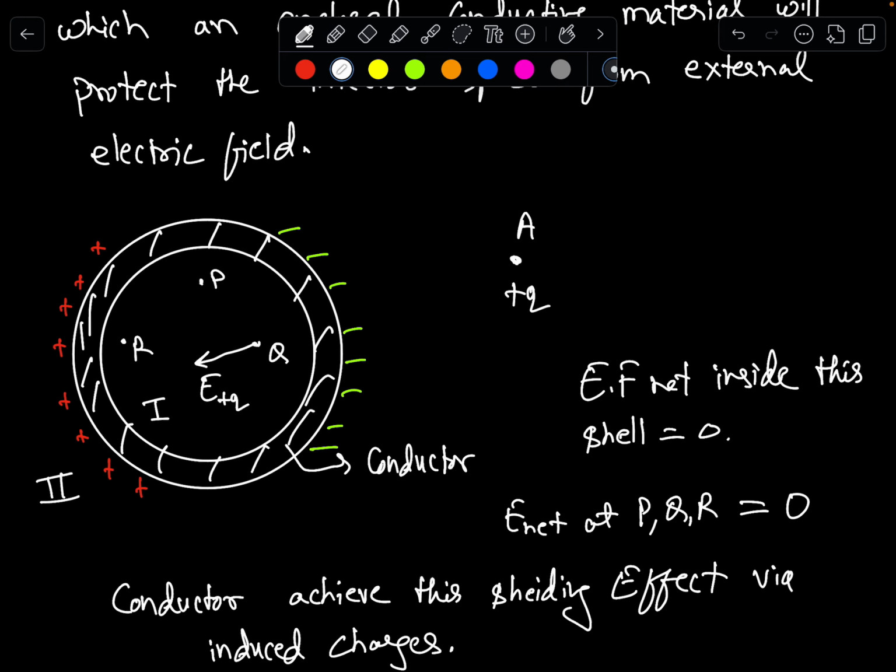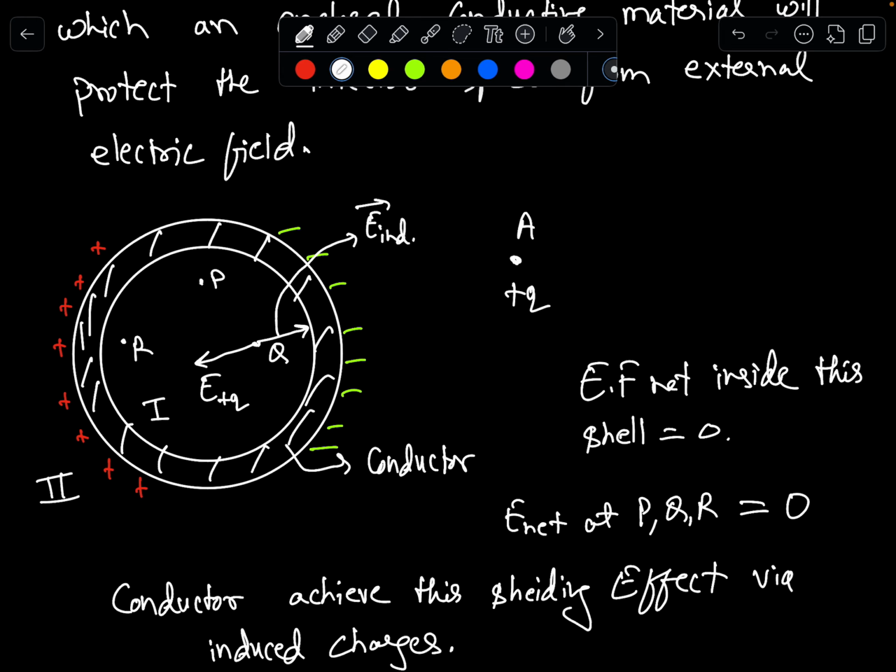Now this induced charge will induce itself in such a way that it will produce exactly the same amount of electric field in the opposite direction. This is the electric field due to induced charge. I am just writing E induced.